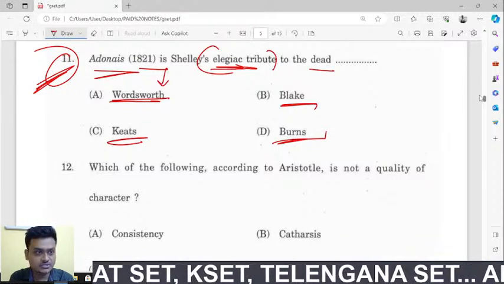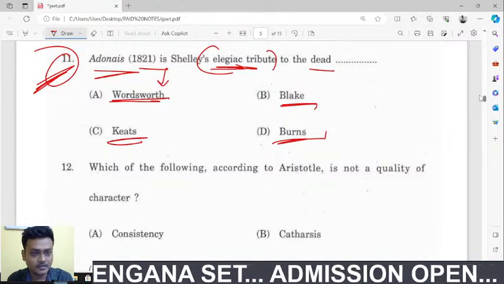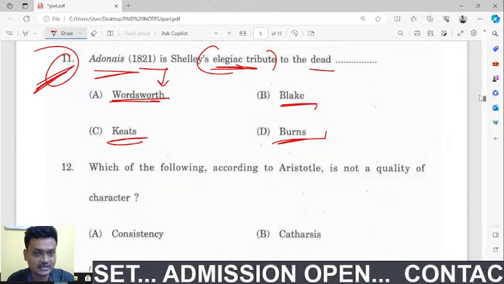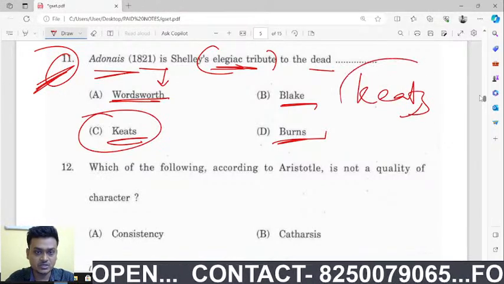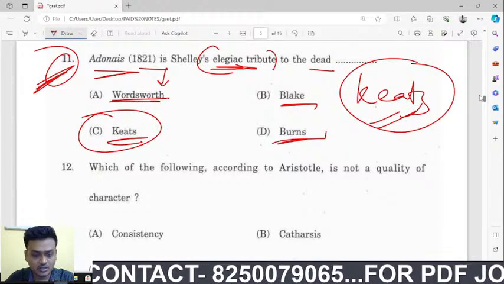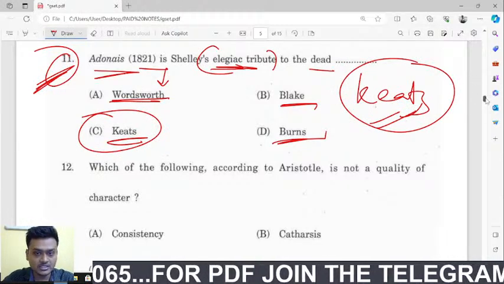Here, Adonais, published in 1821. Very easy questions here. Exactly, on the death of his friend Keats. Well done. Now moving to question number 12. Very easy question actually.